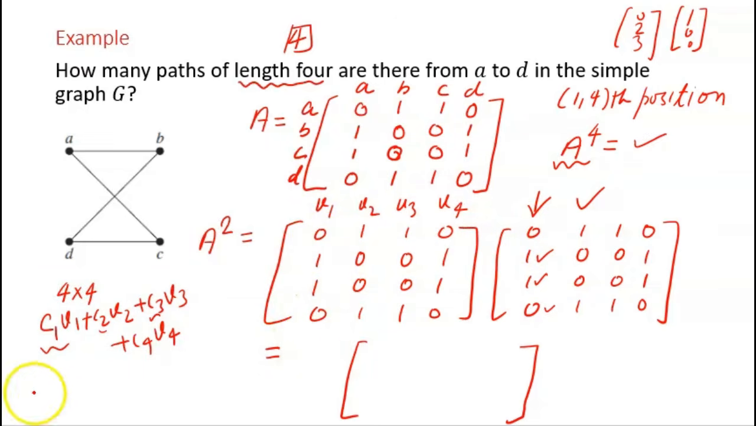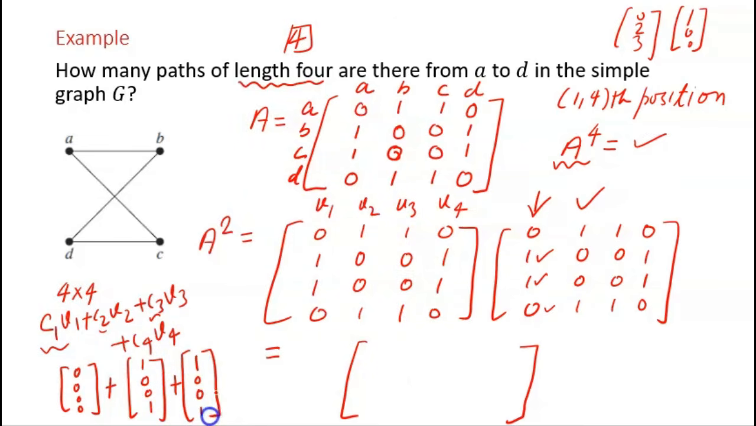So if I take 0 times this vector, I will get the all-zero vector, 0, 0, 0, 0, plus 1 times the second vector here. So what will I get? I will get 1, 0, 0, 1. Then plus 1 times the third vector, so again I will get 1, 0, 0, 1. And 0 times the fourth vector, because this is the fourth scalar here. So 0 multiplied into anything will give me 0. So this is what we are getting.